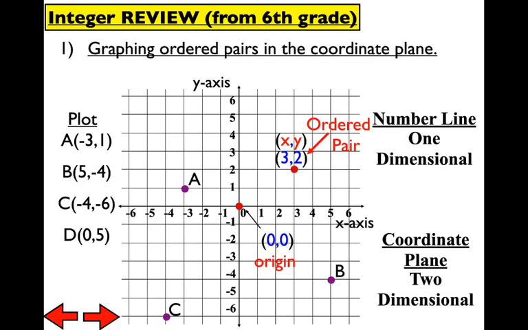So we start at the origin and the first number is 0. So that means we do not move left or right. We stay right at 0. But then we go up 5. And sometimes we have ordered pairs where we don't move left or right, or maybe we don't move up or down. And anytime we have one of those two things, that means the ordered pair will either lie on the x-axis or on the y-axis. And then this one happens to be on the y-axis.